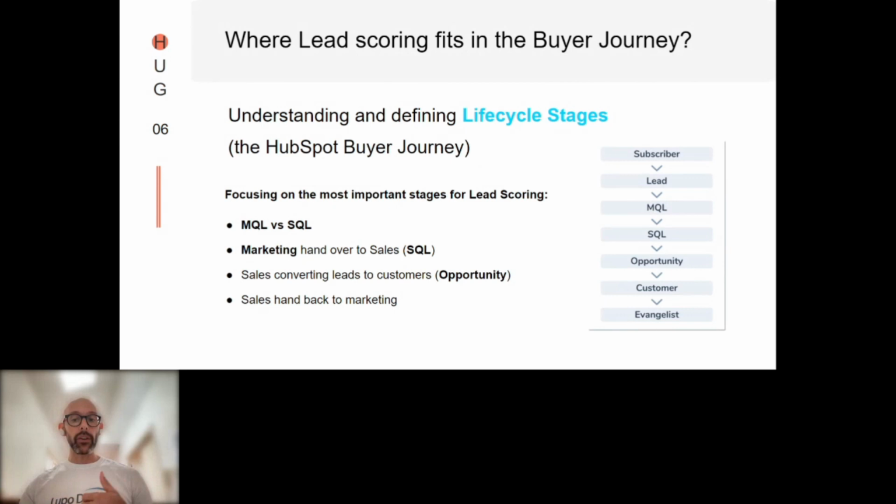If they've done research, they're beyond the consideration, they've got the price, they're ready to buy, they're an opportunity. Whereas if they haven't considered competitors, they haven't asked for price, they're probably not an opportunity just yet. They're still an SQL, a sales qualified lead.